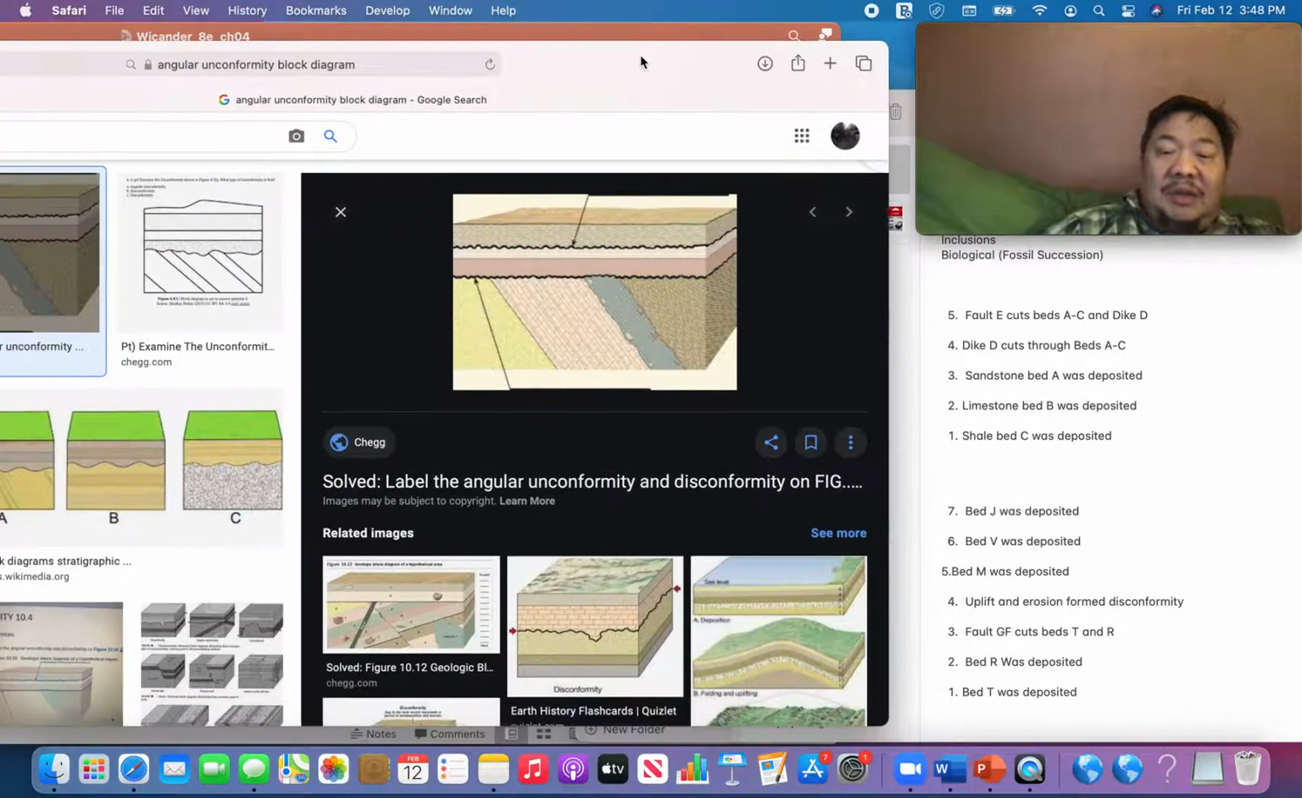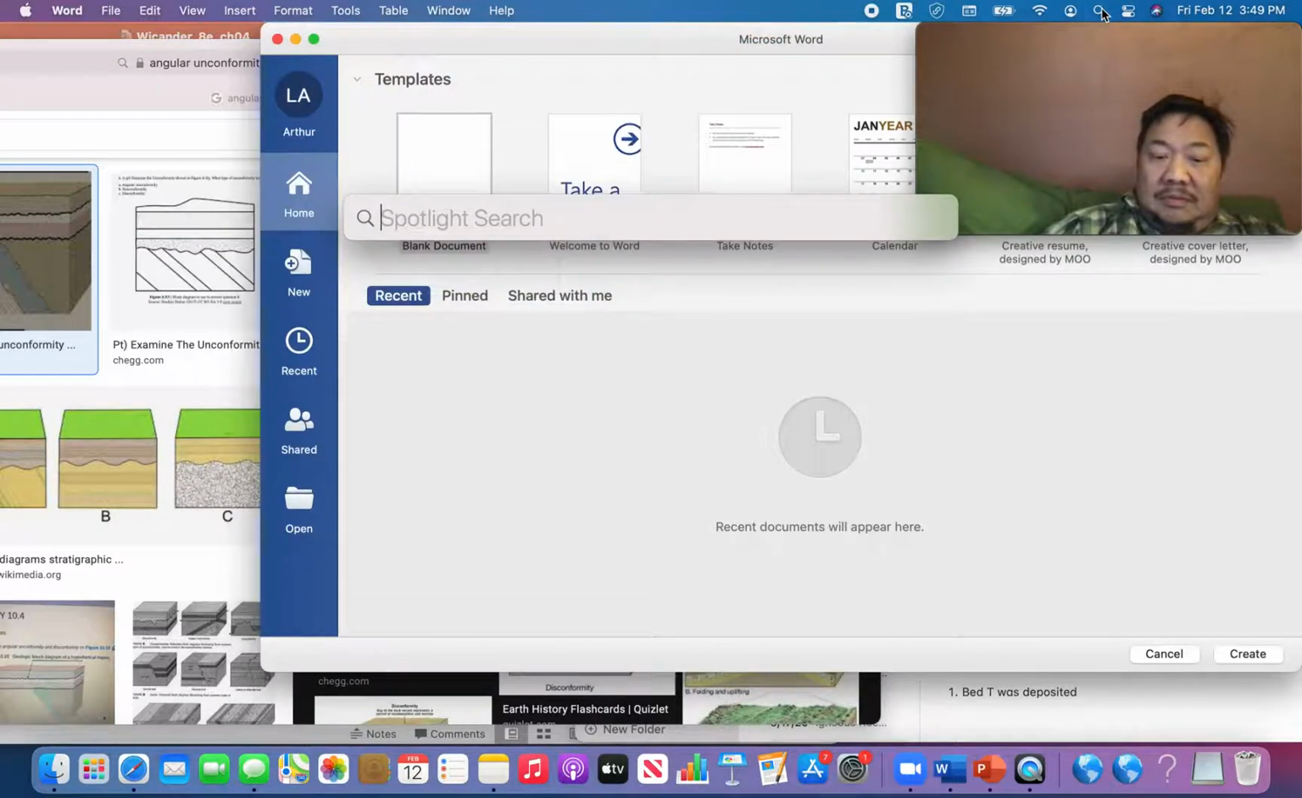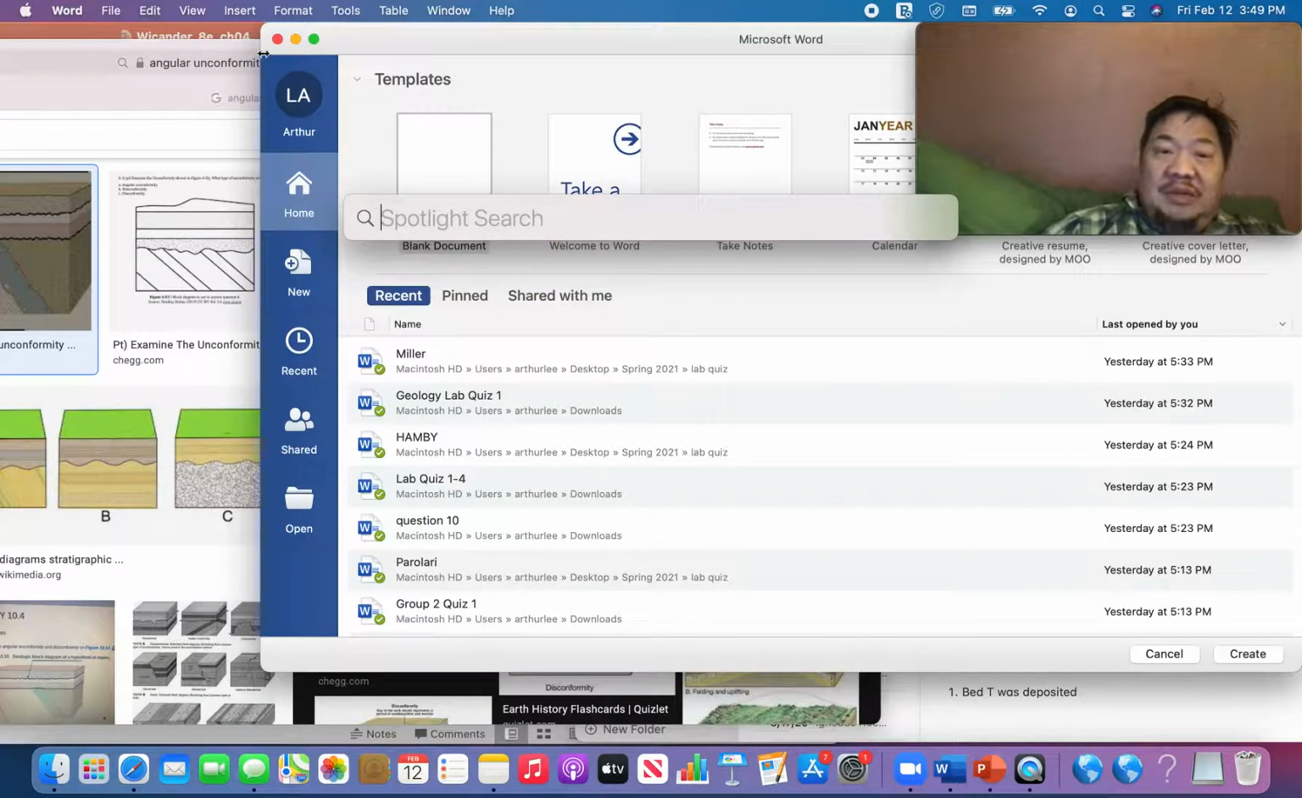Okay, that's quite a bit here. So I'm going to write it down for you, and Microsoft Word works better for that. So let's see if I can get that on. Or I could use Pages too, since this is a Mac.